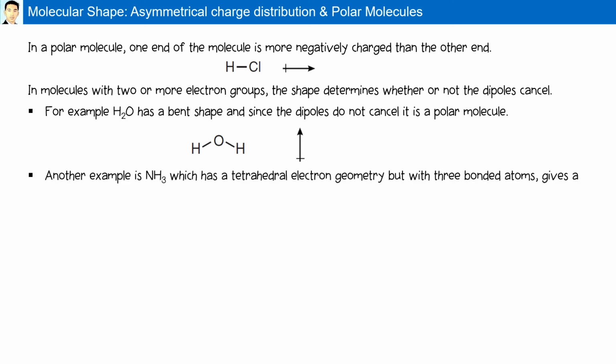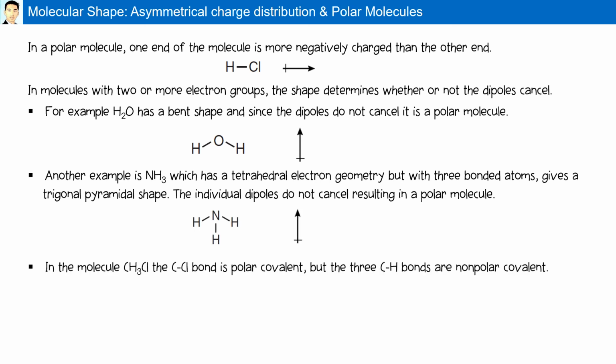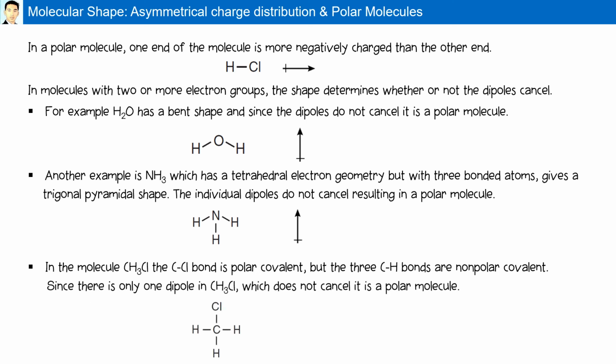Another example is NH3, ammonia, which has a tetrahedral electron geometry, but with only 3 bonded atoms, it gives a trigonal pyramidal shape. The individual dipoles do not cancel, which results in a polar molecule. In the molecule of CH3Cl, the carbon-chlorine bond is polar covalent, but the 3 carbon-hydrogen bonds are nonpolar covalent. Since there is only one dipole in the CH3Cl molecule, which does not cancel, it is a polar molecule.